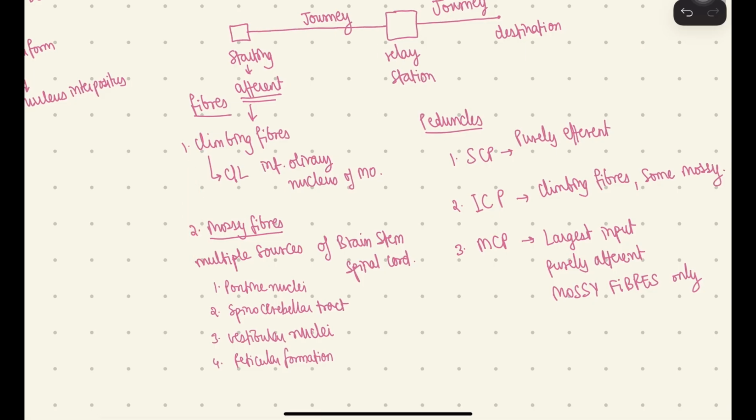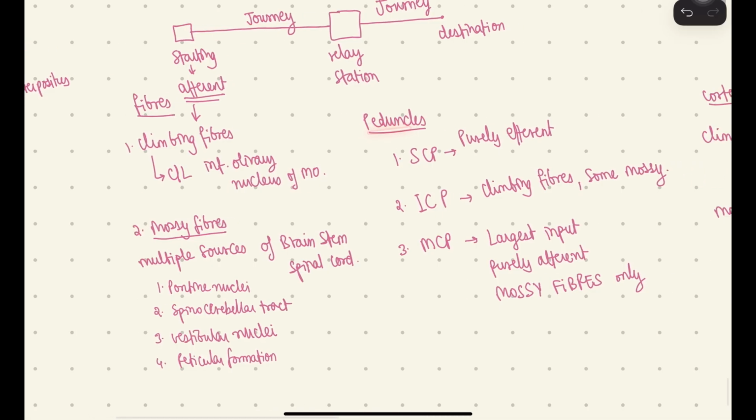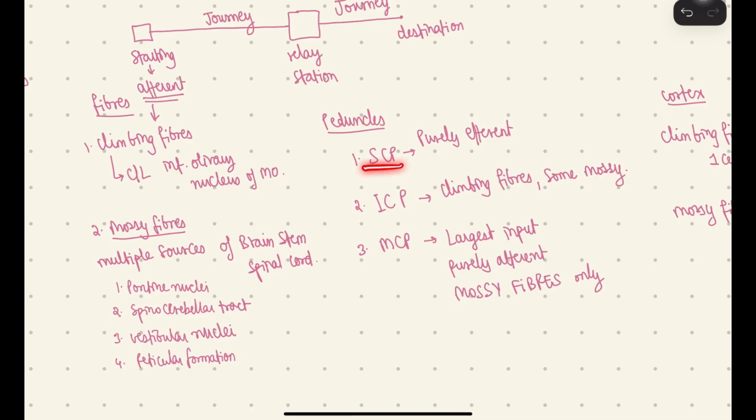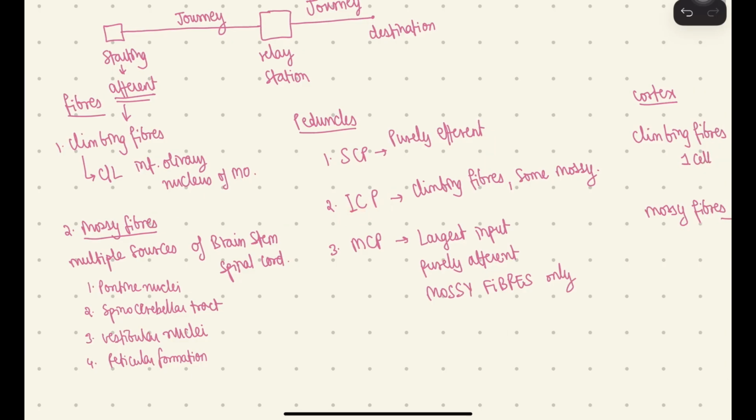And how do they travel? The journey is through the peduncles. The superior cerebellar peduncle is purely efferent. To make things easier, this is how we'll remember. There are a few afferents, but we don't have to know them. The inferior cerebellar peduncle has mostly climbing fibers and some mossy fibers, whereas the middle cerebellar peduncle is the largest input. It's purely afferent and carries only mossy fibers, M for M again. So climbing fibers come from the ICP, inferior, and mossy fibers come purely from the MCP.